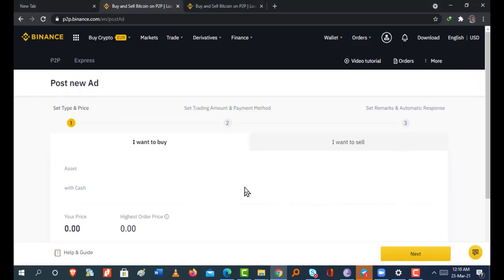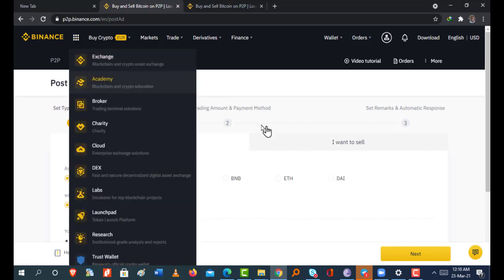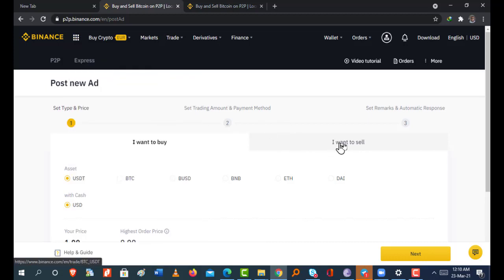Then here it's relatively straightforward. I want to buy means that you want to purchase crypto. So you're going to appear on the sell side, that side, so that someone can sell to you. And here where it says I want to sell, it means that you want to sell your crypto. You're going to appear on the buy side, that side, so that the buyer will buy from you, rather, sorry. So click on I want to sell because I've got USDT which I want to sell.